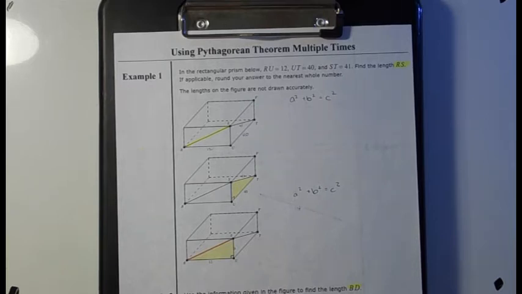Hey class, this video is on Pythagorean theorem, specifically using it multiple times. In every single example that we have, we're going to be using it twice. And these are problems that are just a little bit more difficult.